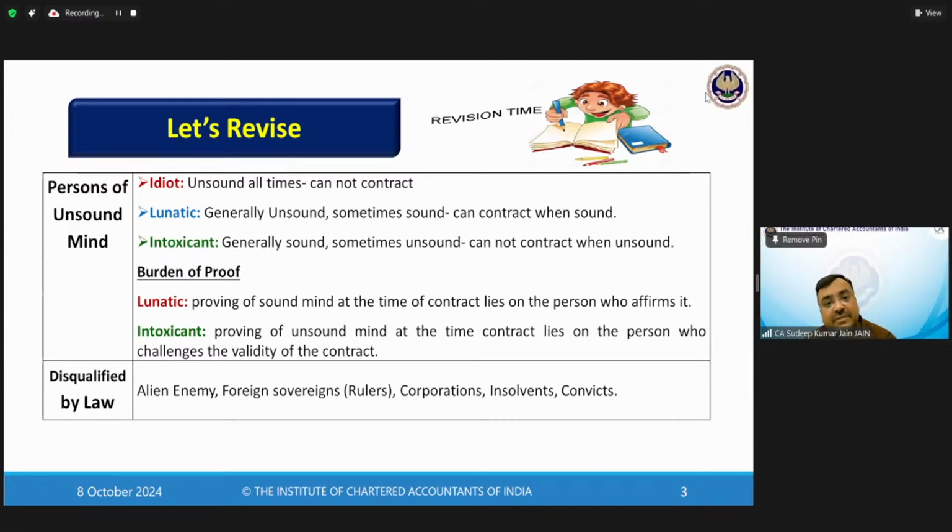Intoxicant: the person is generally sound, but sometimes due to alcohol or some mental health issue, he is unsound. This person cannot enter into a contract when he is of unsound mind. The court will presume that the contract was entered into at the time when he is of sound mind. So in this case, the contract with an intoxicant is, in the eyes of the court, valid. The person who says the contract was entered into when the person was unsound has to prove it. The persons disqualified by law are alien enemies, foreign rulers, corporations, insolvents and convicts.